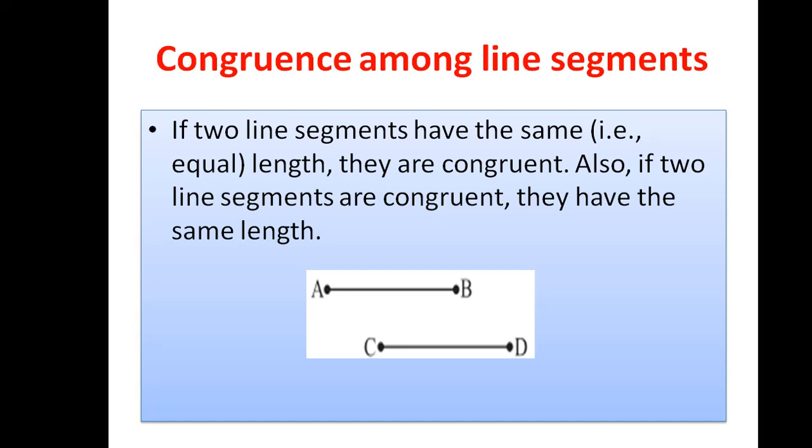Congruence among line segments. If two line segments have equal length, they are congruent. Also, if two line segments are congruent, they have the same length. So for a line, what should be the same? The length. If two lines are of the same length, then the lines are said to be congruent. And conversely, if two lines are congruent, then obviously the length will be the same.